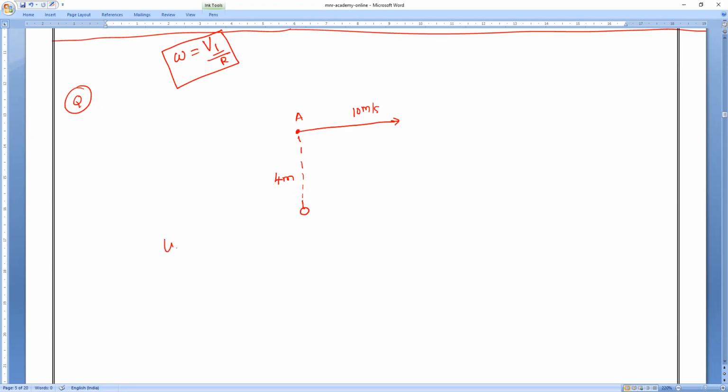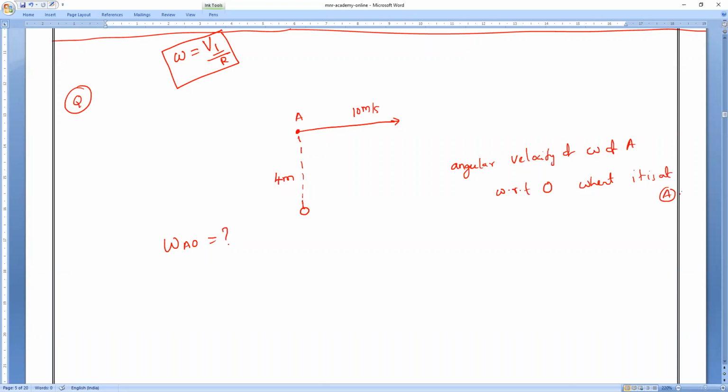What is the angular momentum of point A with respect to O? That is the question, everybody. Or angular velocity, sorry, not angular momentum. So the question is, angular velocity W of A with respect to O when it is at A. That's all.